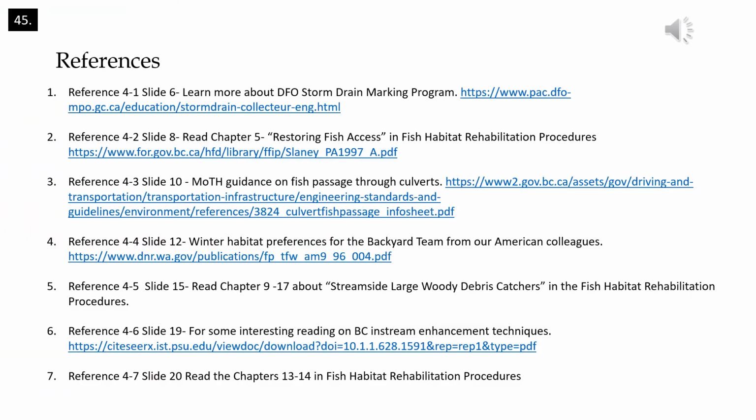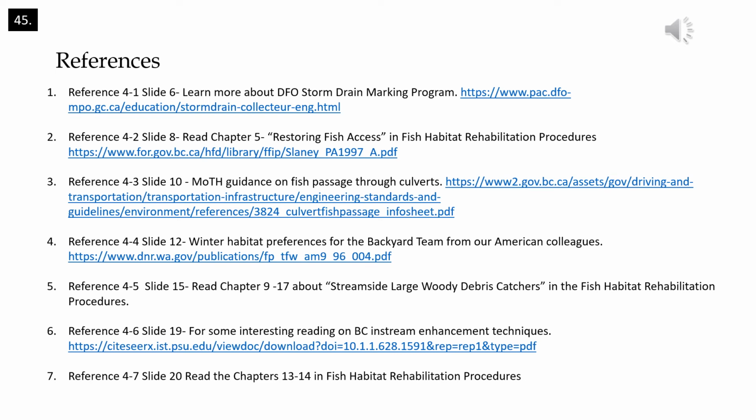So this is a list of 19 references that were presented during lesson 4. In reference 1, a link to the DFO storm drain marking program. Reference 2, a link to restoring fish access in the Fish Habitat Rehabilitation Procedure Manual. Reference 3, Ministry of Transportation and Highway guidance on fish passage through culverts. Reference 4, winter habitat preferences for our species of interest from a U.S. document.